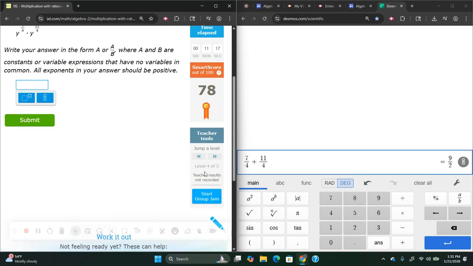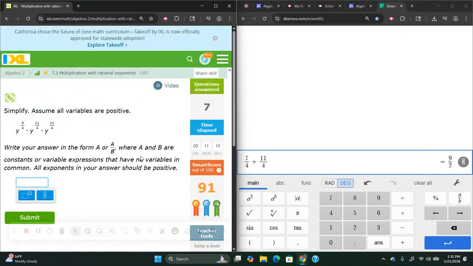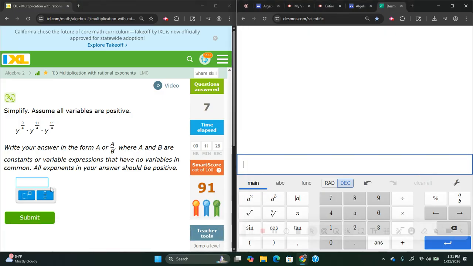Okay, so let's do the last level over here. Now instead of 2 exponential numbers, they give you 3. So not a big deal. Here we go. So you add all the exponents together.